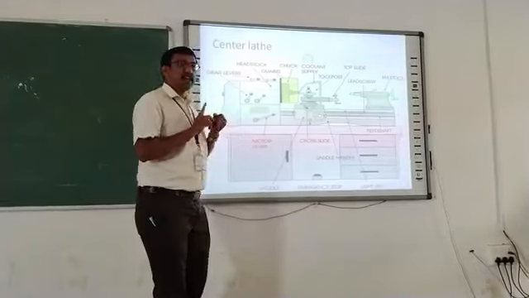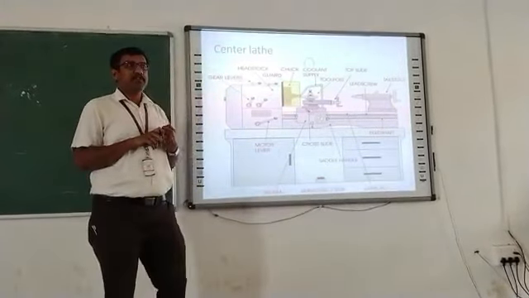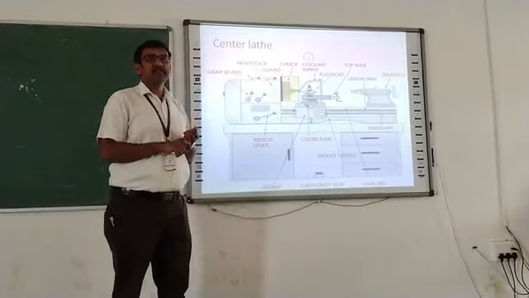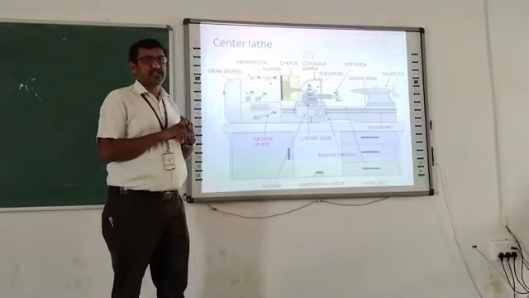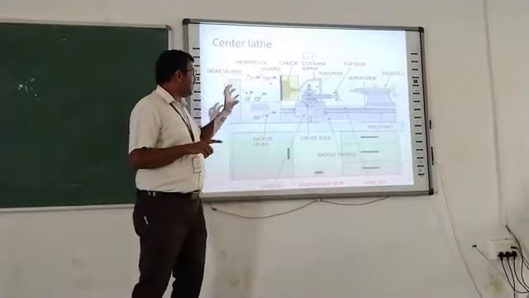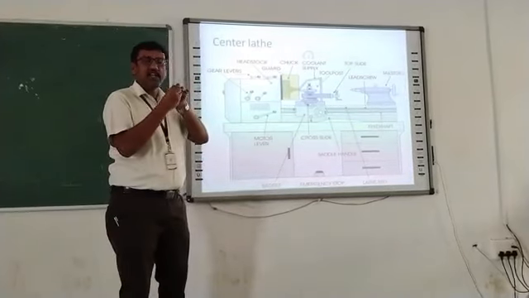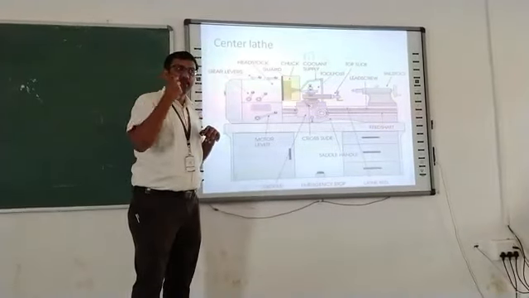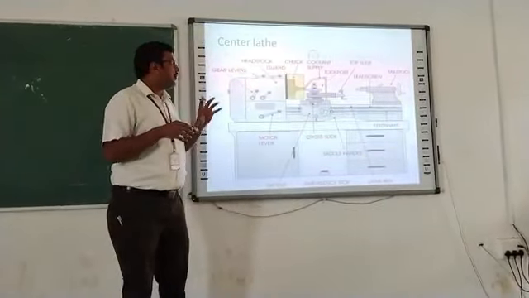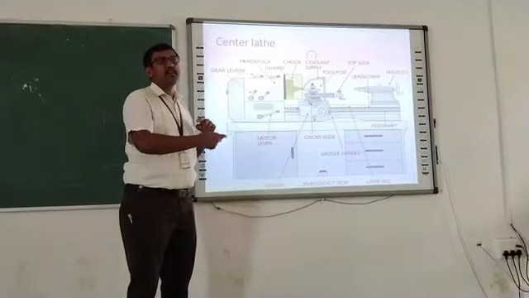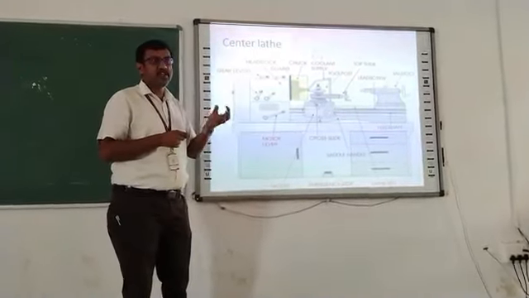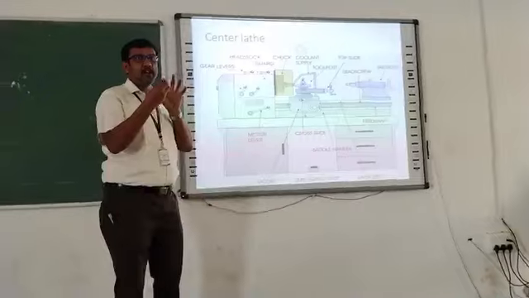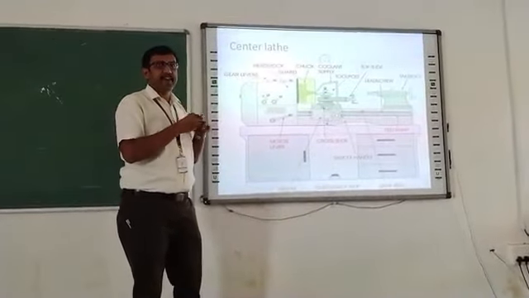There are 3 types of chucks: 4-jaw chuck, 3-jaw chuck, and magnet chuck. The jaw is what holds the workpiece. With the 3-jaw, you can fix the workpiece as it is. With the 4-jaw, each jaw can be adjusted. With the magnet chuck, you can hold the workpiece using magnetic force.